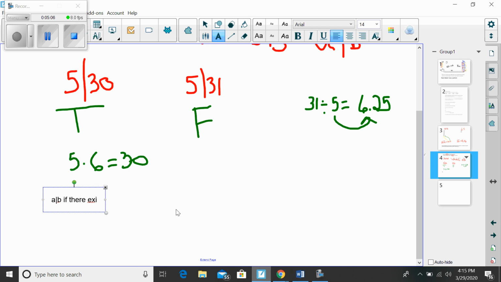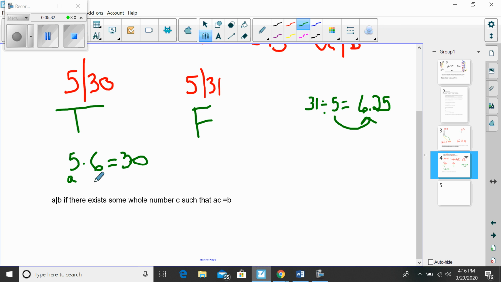If there exists some whole number, so that's the key, whole number C, such that A times C equals B. Okay, so that's a college level definition. So in this problem, this would be my A, right? I was able to find a C that is a whole number to equal B. Here, I was not able to find a C that was a whole number, and therefore it does not divide.